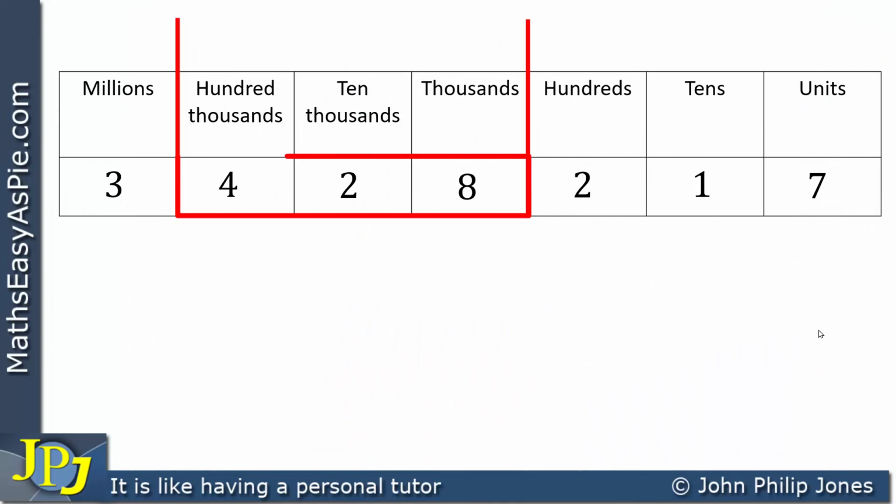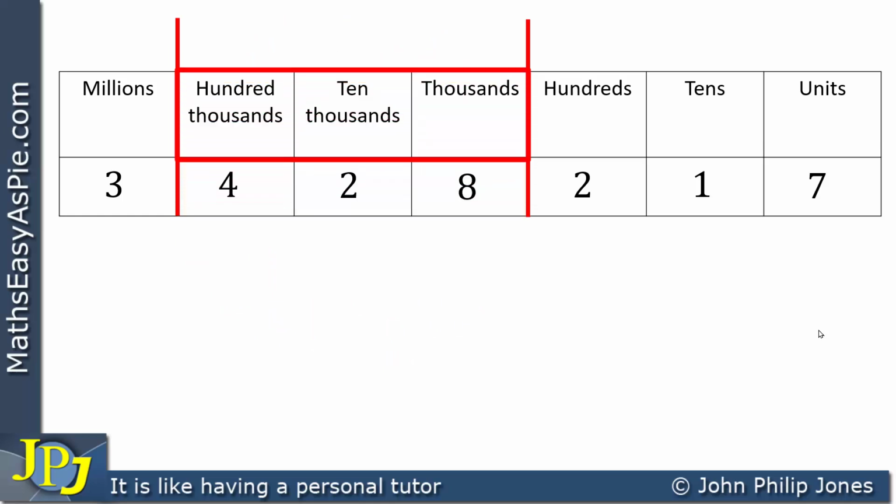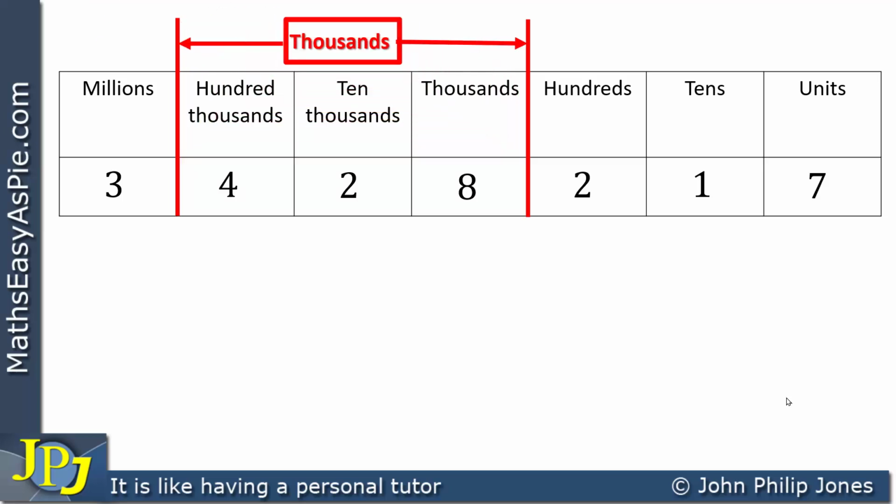Let's now turn our attention to this grouping, these 3 digits. And if you look, you can see these digits have these column headings. And these columns all have one thing in common. This is 100,000s, this is 10,000s, and this is thousands. And all of these columns are examples of thousands.